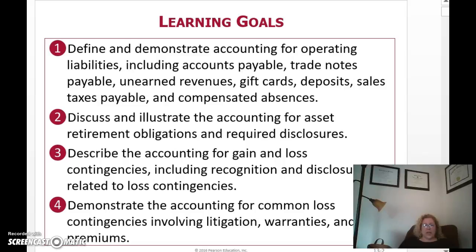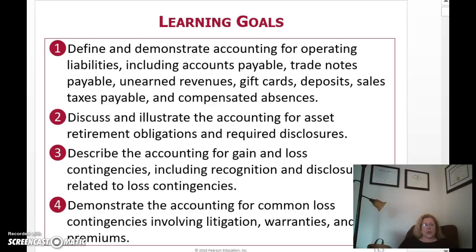Asset retirement obligations come into play when a long-term asset needs to be dismantled or restored. Additional costs associated with returning an asset to its original state must be accounted for. Accounting for such activities, both in terms of transactional entries and footnote disclosures, that's the subject of Learning Goal 2.